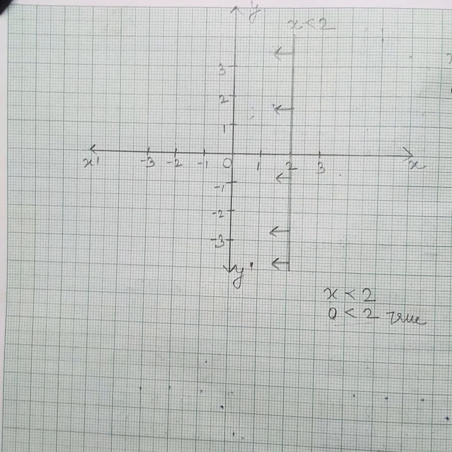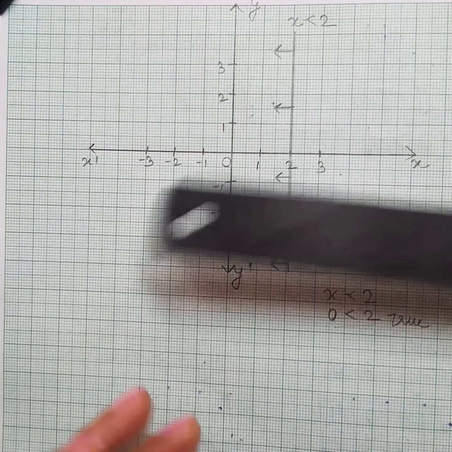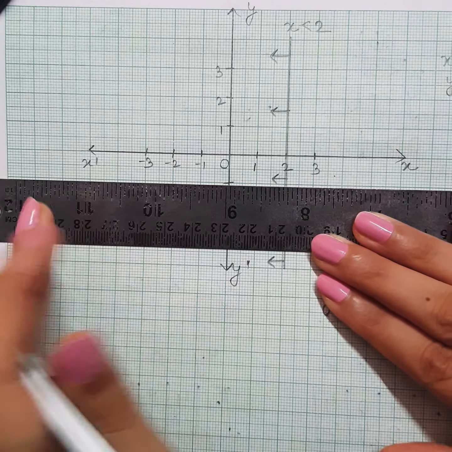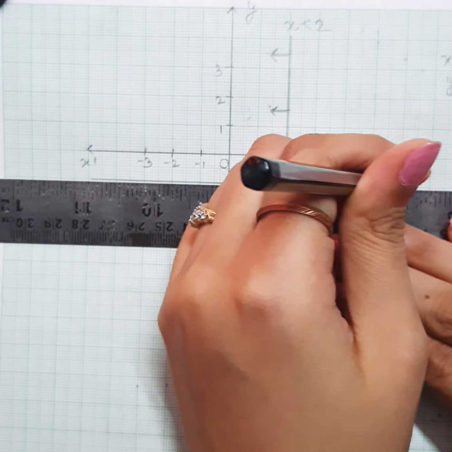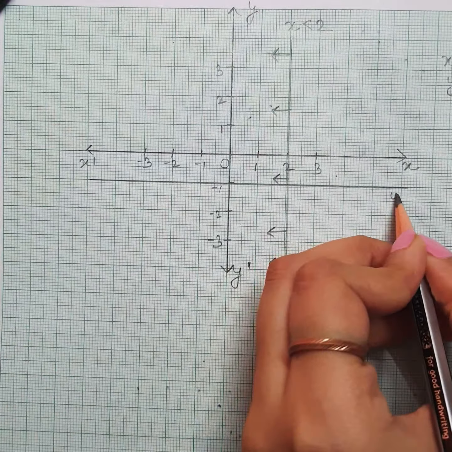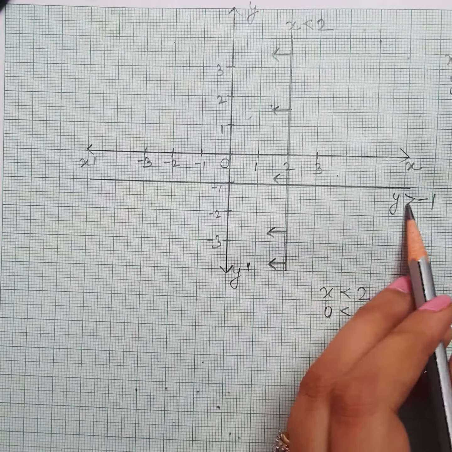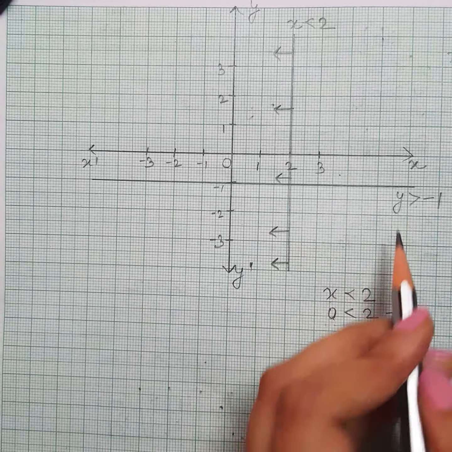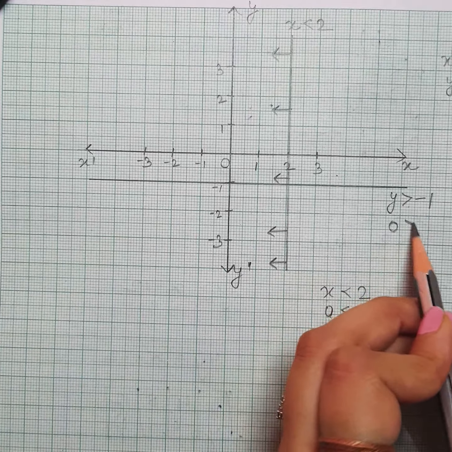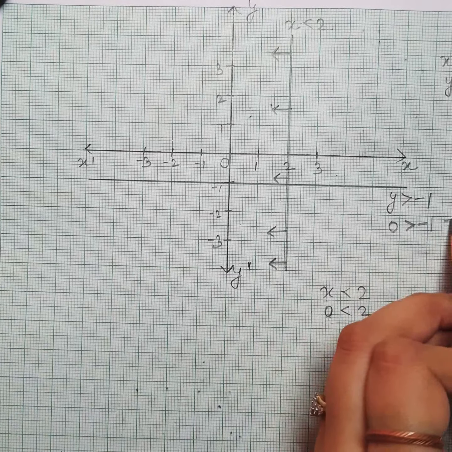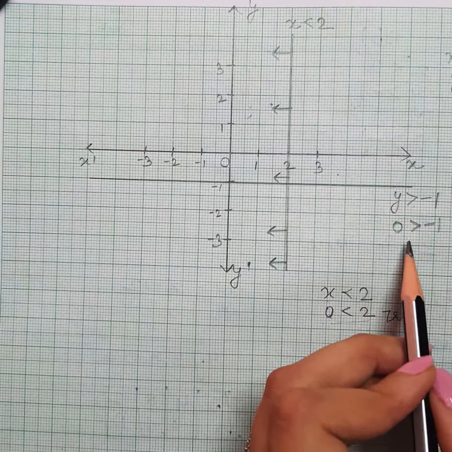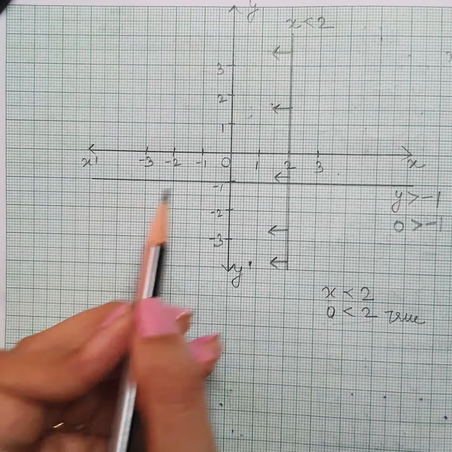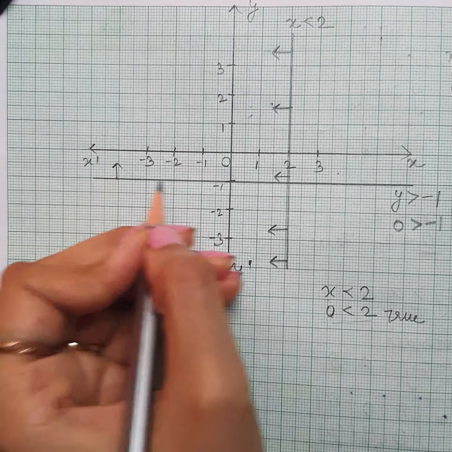Now the second line is y equal to minus 1. So minus 1 is here. The line will be parallel to the x-axis. This line is y greater than minus 1. I have not written equal. y greater than minus 1. Again substitute 0: 0 greater than minus 1. Yes, this is true. And since this is true, that means the shade should contain 0. So the shade will be upwards, not downwards.